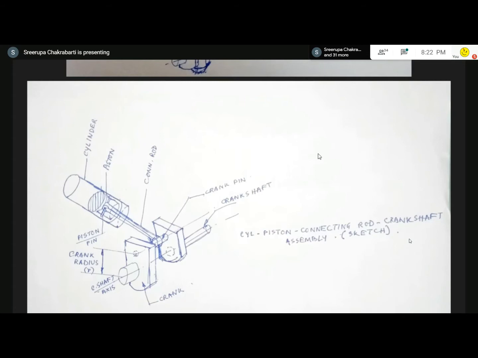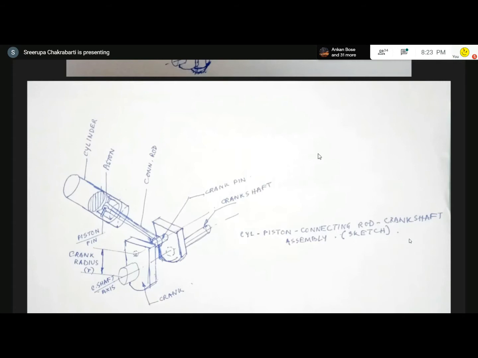And this crank pin is a part of the crankshaft. Now see, the crankshaft is not a straight shaft. So when the connecting rod moves in an oscillatory manner, the crankshaft rotates, the cranks also rotate, the crank pin also rotates, and there is no obstacle, rather no hindrance, in the movement of the connecting rod.